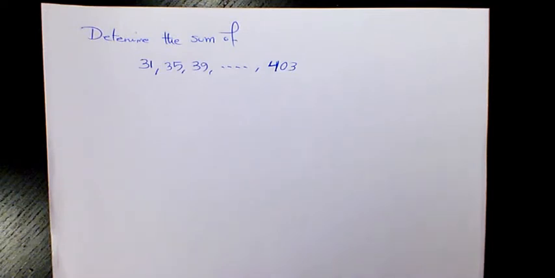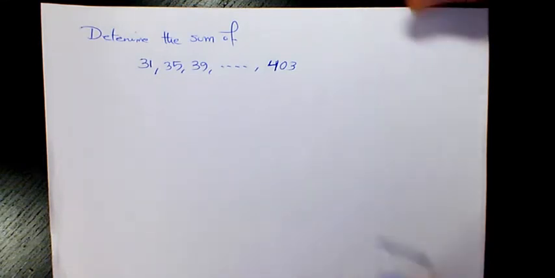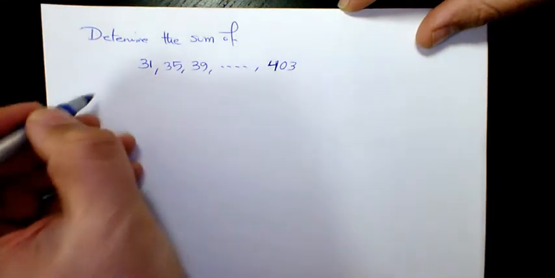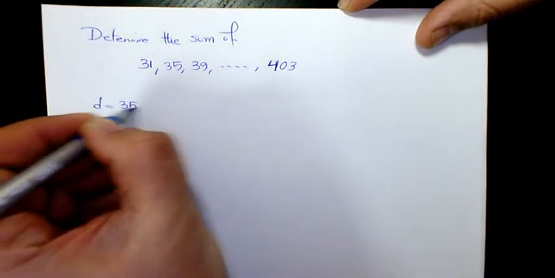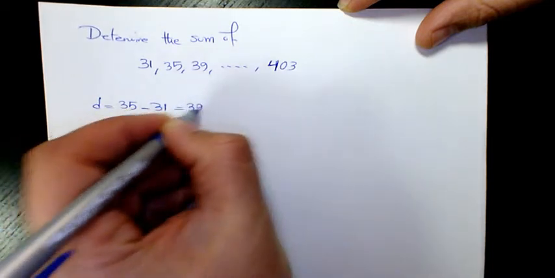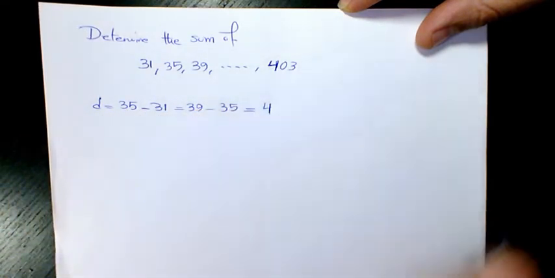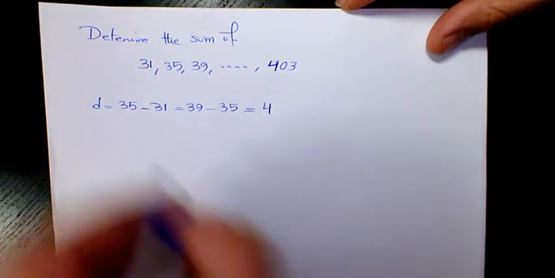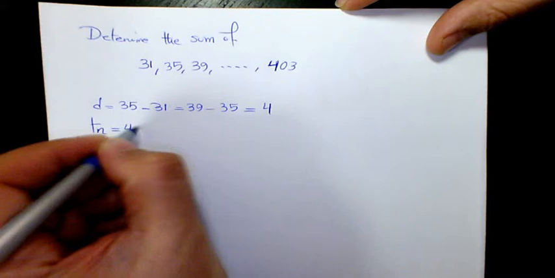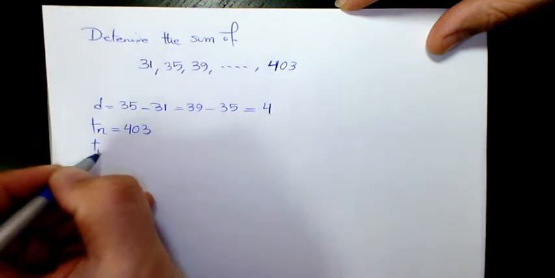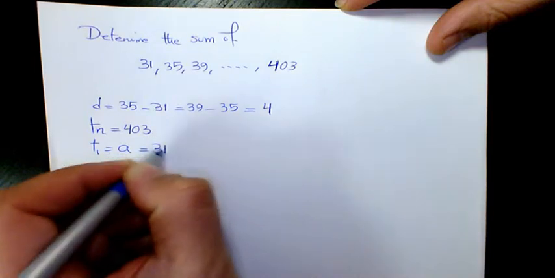Let's see some examples now. As the first example, let's deal with this question. It says determine the sum of this series. So we have 31, 35, 39, and all the way to 403. So the first term is 31, the last term is 403. Let's see if this one is an arithmetic sequence. So we have 35 minus 31, or 39 minus 35. That's going to be equal to 4. So the common difference is 4. Tn is 403. And T1, which is equivalent to a, is 31.